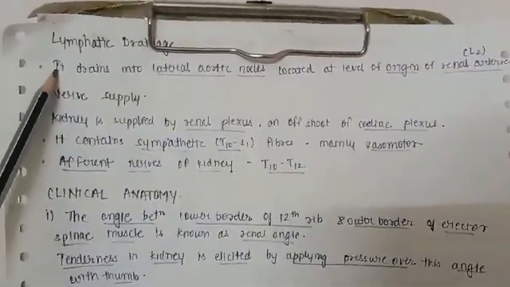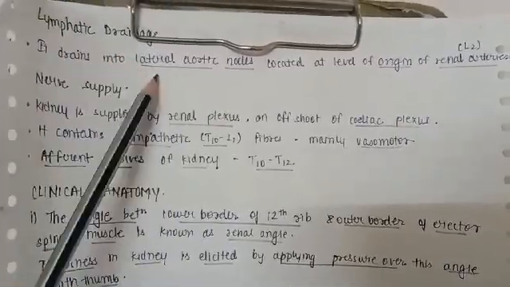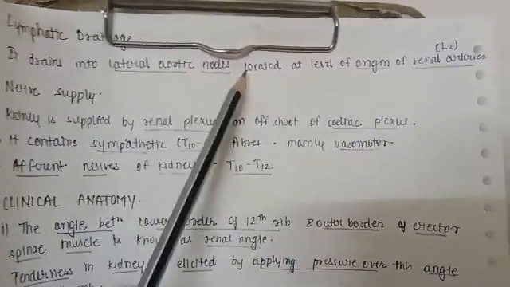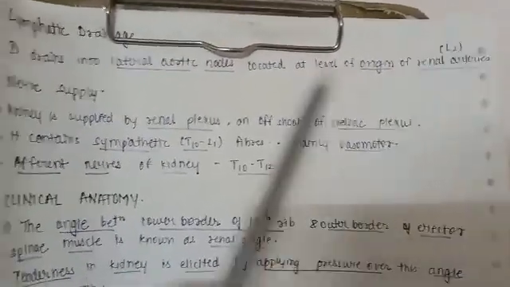Next is the lymphatic drainage. Lymphatic drainage of the kidney is to the lateral aortic nodes, which are located at the level of the origin of the renal arteries, that is lumbar 2.